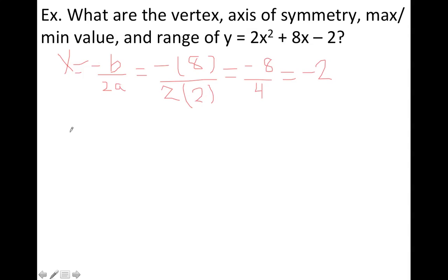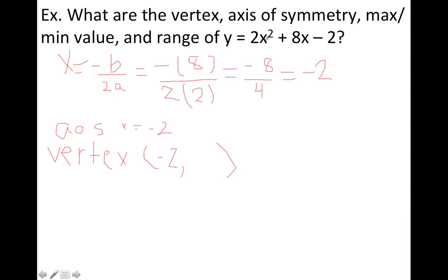So our axis of symmetry is x equals -2. Which then brings us to our vertex. Remember, your axis of symmetry is the x value of your vertex. So we just found our x value of our vertex to be -2. But then we have to plug it back in to find our y value.